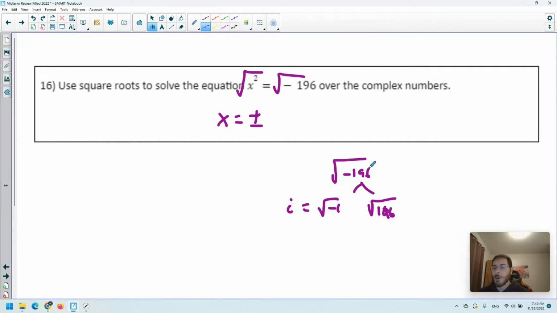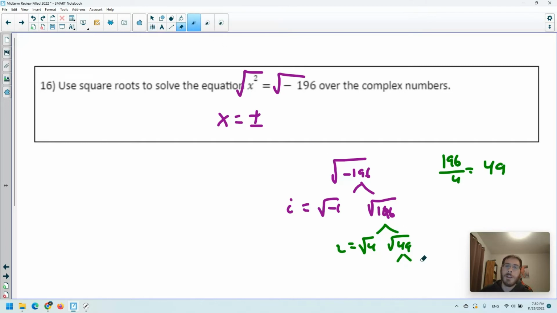So I could try 4. I think 4 might work. Let's see if 4 works. We'd have to do 196 divided by 4. So that would be 19 divided by 4 is 4. 36 divided by 4 is 9. So 49 works. This is 2. And then square root of 49, well, wait, I don't need to break that down. I know that one. That's 7.